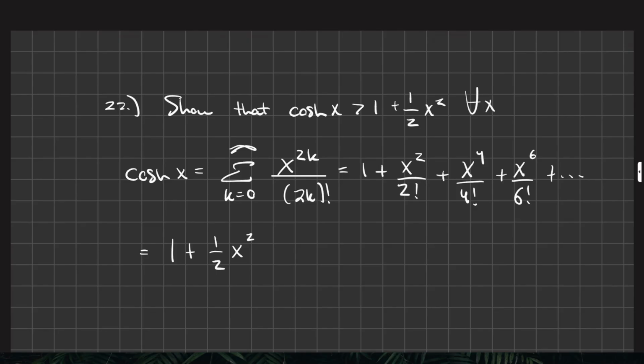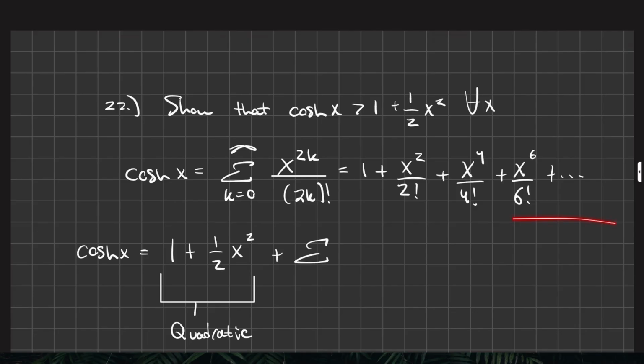So to solve this problem, we're going to split off the first two terms. So we'll let cosh x be these first two terms, this quadratic part, if you will. And then plus, and now we'll fill in, you know, this goes on and on and on for infinity, so we'll just fill in that gap by putting the concise sum version.